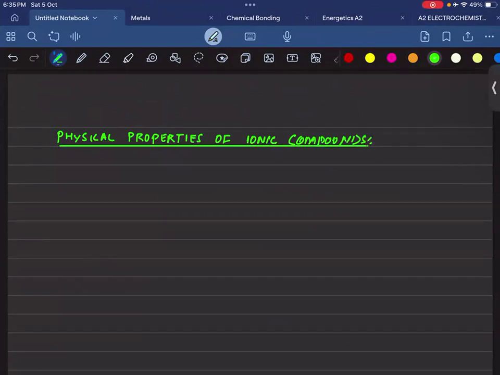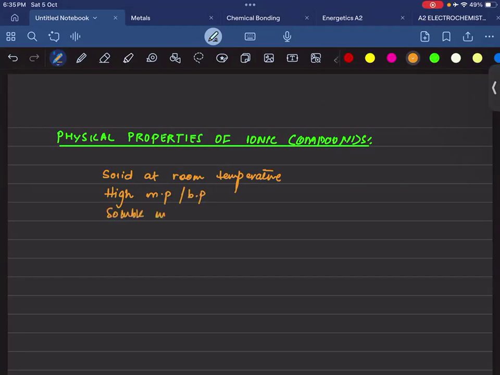Basically, you are supposed to say that they are solid at room temperature. Why are they solid at room temperature? Because they have high melting and boiling points. Exactly, you're right. They have high melting point and boiling point, and they are soluble in water.